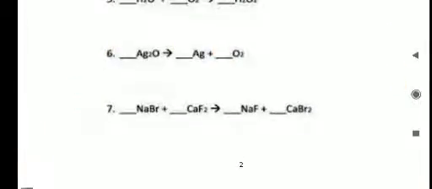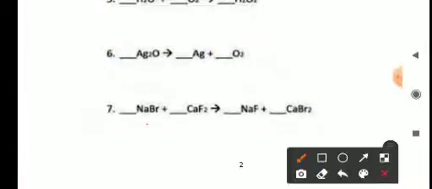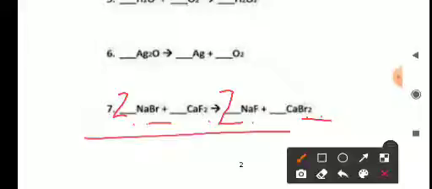Now the 7th, NaBr plus CaF2 gives NaF plus CaBr2. The number of bromines is not balanced. Here there are 2 bromines, so you have to add 2 here. Now the number of sodium becomes 2, so to balance sodium on this side you also add 2. Now this reaction is balanced: 2NaBr plus CaF2 gives 2NaF plus CaBr2. So these are the balanced chemical equations.